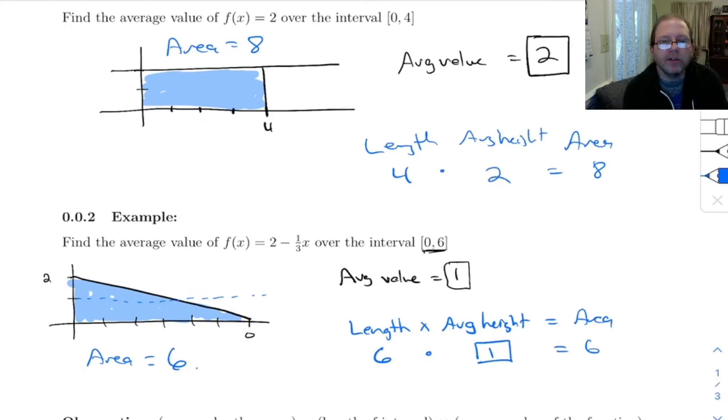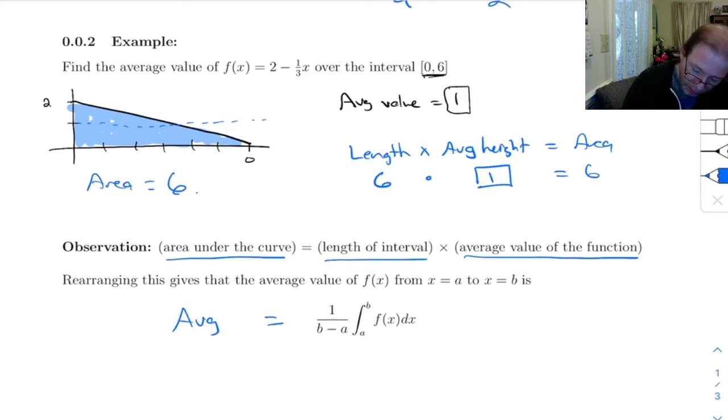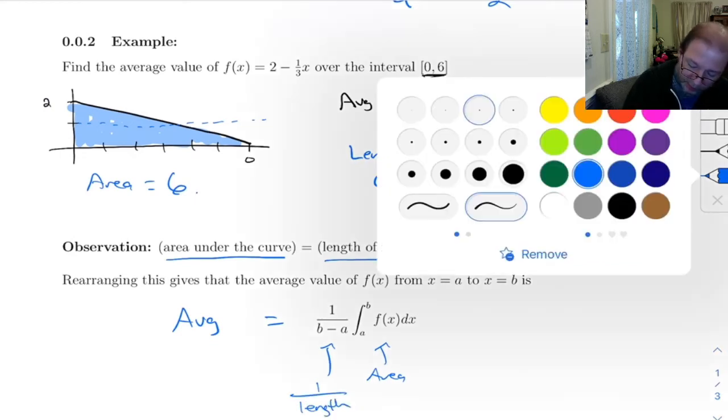So if you have a function where it's not easy to look at it and tell immediately what the average value of it is, you can just use this. The area under the curve is equal to the length of the interval times the average value of the function. And if you rearrange that, you get that the average value is equal to the area, and this is like dividing by the length. So this is the formula to memorize from this section.